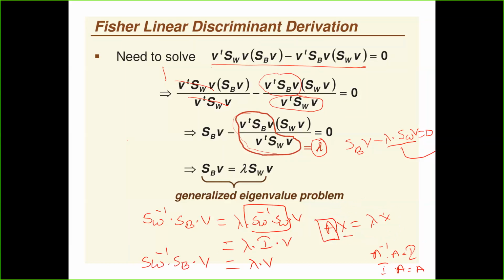A times X is equivalent to lambda times X. Isn't it the form? So what is A here? What is X here? This is A and this is X. So it means what? V is an eigenvector of this SW inverse SB. So if I compute the eigenvector of SW inverse SB, will I get the optimal V?